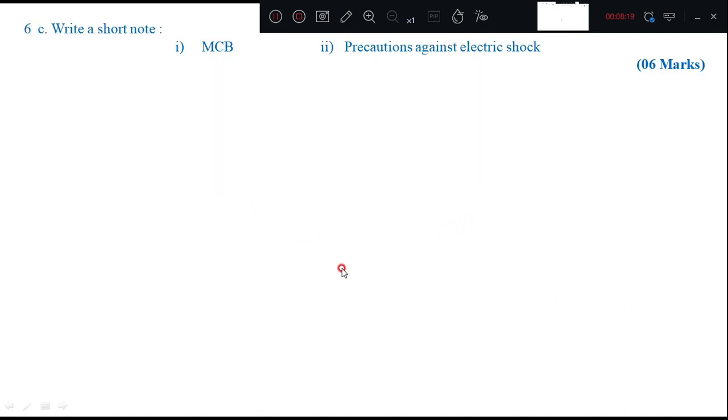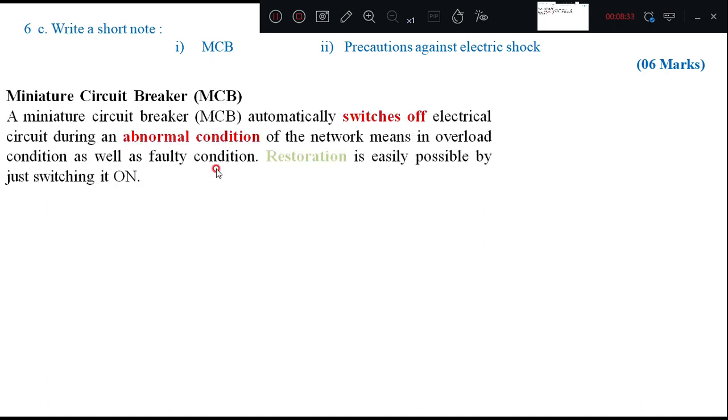Then question number 6c, what he asked is, write short notes on the MCB and precaution against the electrical shock. Here first you have to write for the MCB: what do you mean by MCB, what is the function of the MCB and how it works. That is the miniature circuit breaker, or it is called MCB. It automatically switches off the electrical circuit during the abnormal condition. That is, in the case of any short circuit or abnormal condition, the miniature circuit breaker automatically goes into off position. Once the system is restored, then the restoration is possible by merely switching on the switch.